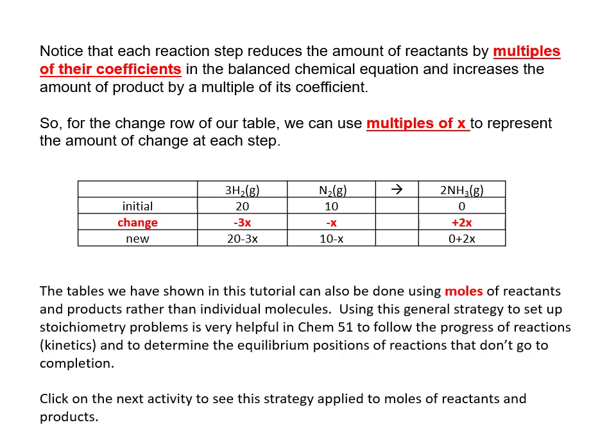The tables we have shown in this tutorial can also be done using moles of reactants and products rather than individual molecules. Using this general strategy to set up stoichiometry problems is very helpful in Chem 51 to follow the progress of reactions, which is the study of kinetics, and to determine the equilibrium positions of reactions that don't go to completion. Click on the next activity in the Canvas module to see this strategy applied to moles of reactants and products.